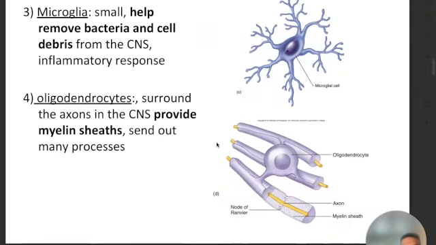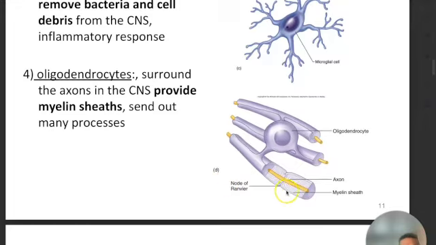Last one of the CNS, oligodendrocyte, surrounds the axon. It provides myelin sheath. Okay, so right here, provide myelin sheath. So these are the oligodendrocytes. Remember they jump. There's a gap there. This gap, remember the name of it is node of Ranvier. Node of Ranvier.